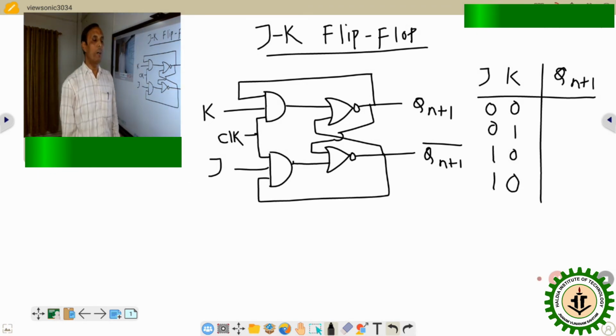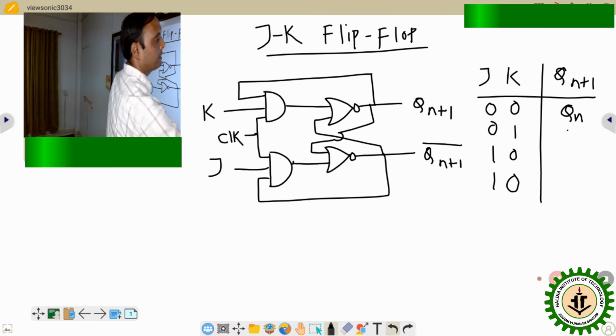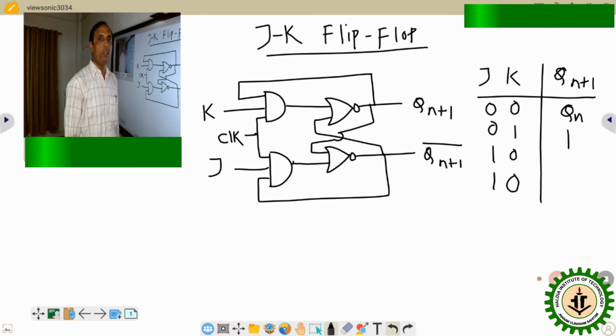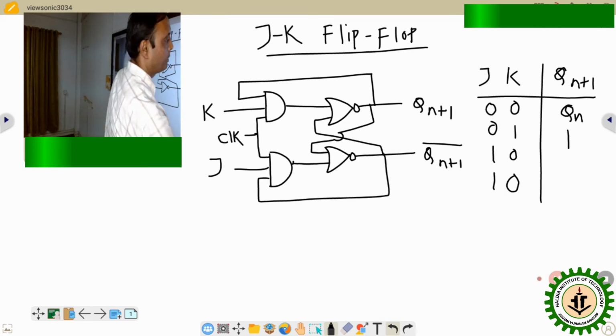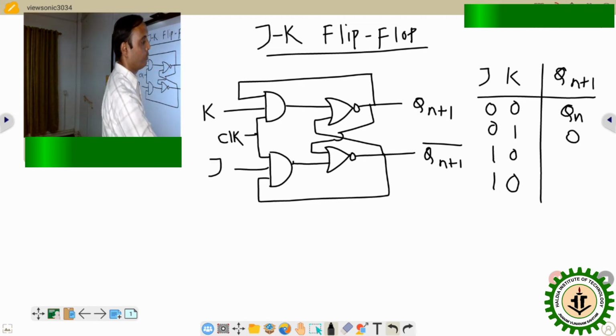For 0, 0, and 0, 1, 1, 0, it is exactly the same as SR flip-flop. That means Qn, that means same value. 0, 1 means 0. Here we are considering J with S and K with R. So for 0, 1 it depends on J value, and 1, 0 it also depends on J value. 1, 0, so it depends on J value, so it will be 0. 1, 0, so it depends on J value 1, and it is 1, 1.